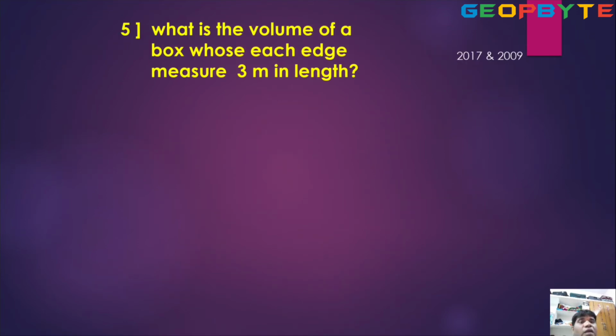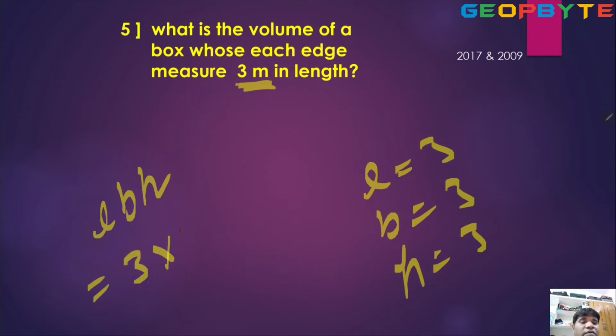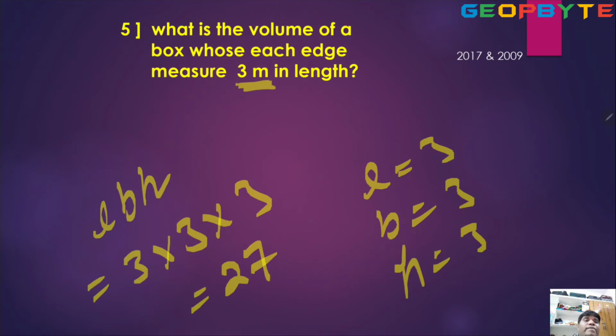Next, what is the volume of the box whose each edge measures 3 meters? So length is also 3, breadth is also 3, height is also 3, they mentioned. What is the volume of the box? Volume is LBH. So 3 into 3 into 3. So 27. What is the volume? 27 meter cube.